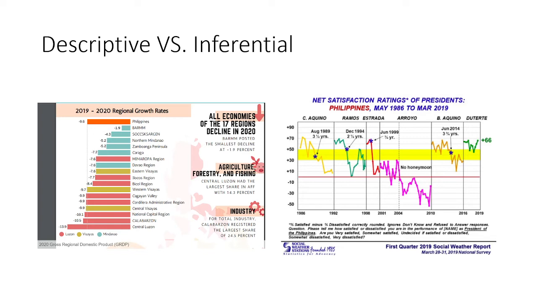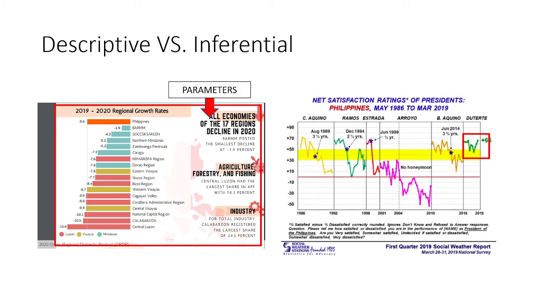For example, negative 1.9% is the slowest decline for the Bangsamoro region. So as you can see there, that describes the population of Bangsamoro, which means lahat ng data na nakikita natin dito sa kaliwa, all of these are actually descriptive statistics. And by descriptive statistics, we call these numbers parameters.